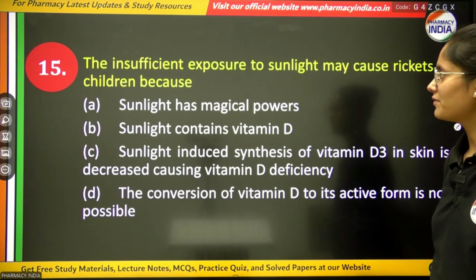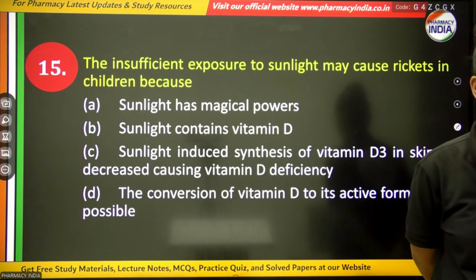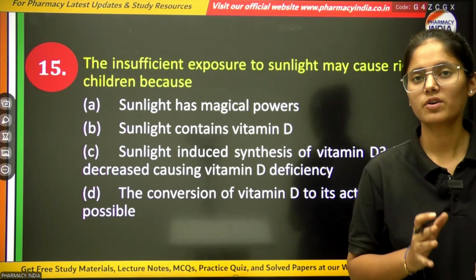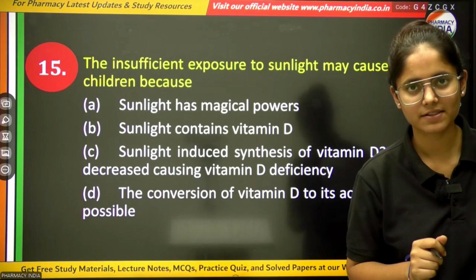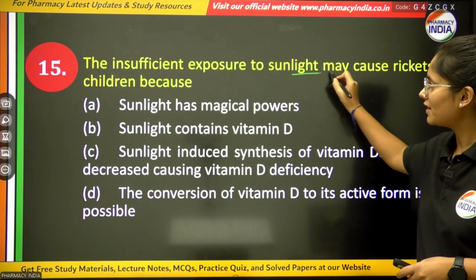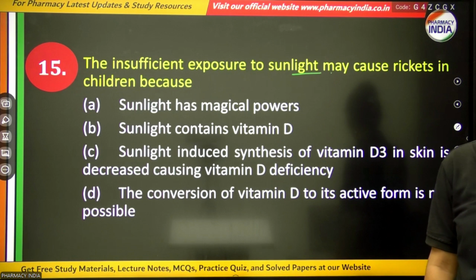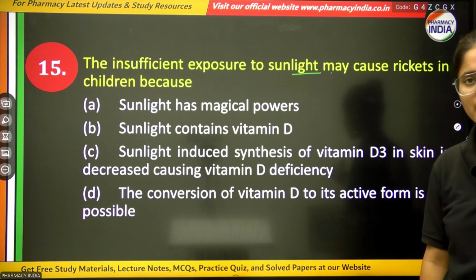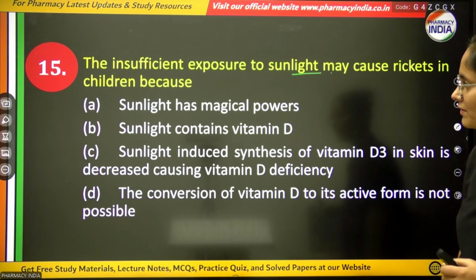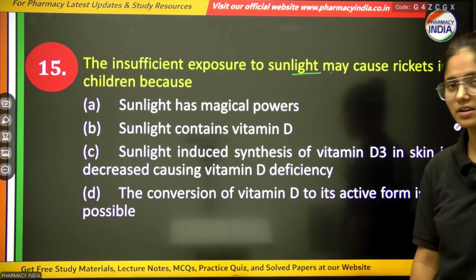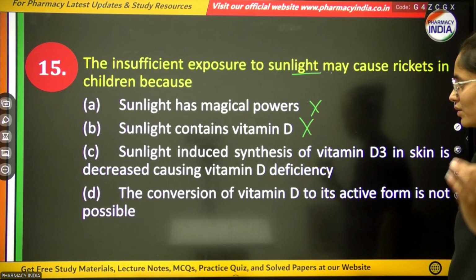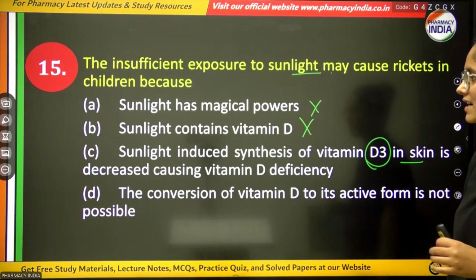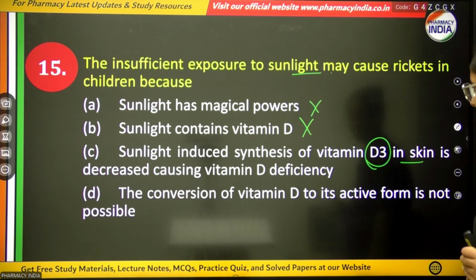Next question. The insufficient exposure to sunlight may cause rickets in children because, as you all know, sunlight is the major source of vitamin D, that is called calciferol. And if it gets deficient, it causes rickets in children and osteomalacia in adults. So you have to tell the reason behind this. Sunlight has magical powers? No. Sunlight contains vitamin D? Wrong. Sunlight induced synthesis of vitamin D3 in the skin is decreased, causing vitamin D deficiency. So option C will be the correct option.